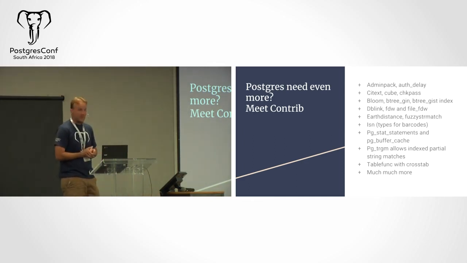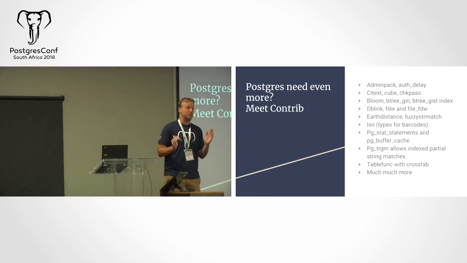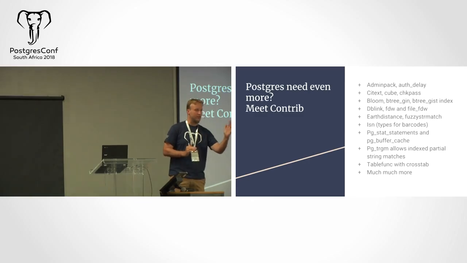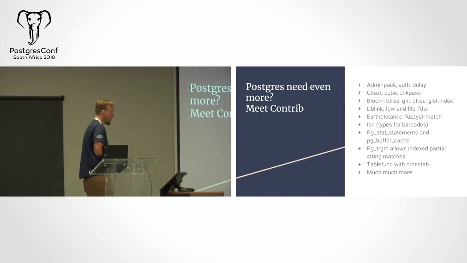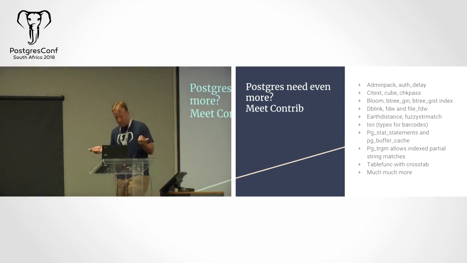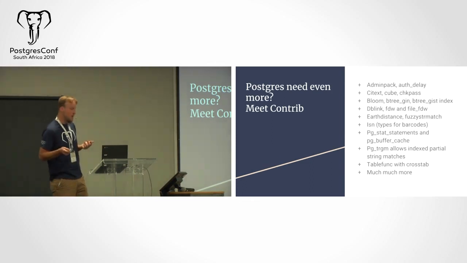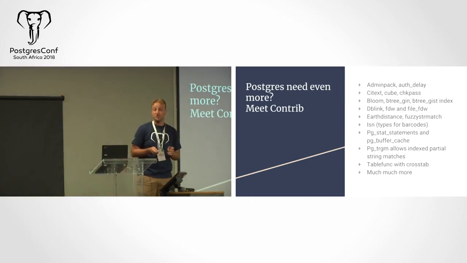Trigrams, if you've not worked with that, it'll speed up ILIKE searches where you have a percentage at the start of the ILIKE and at the end of the ILIKE. So basically you have free text index searches. It's large, unfortunately, but good. Tablefunc crosstab, if you've not used that and you've ever used Excel and done a pivot, fairly similar to a pivot, not exactly, but yeah, and there's much more.